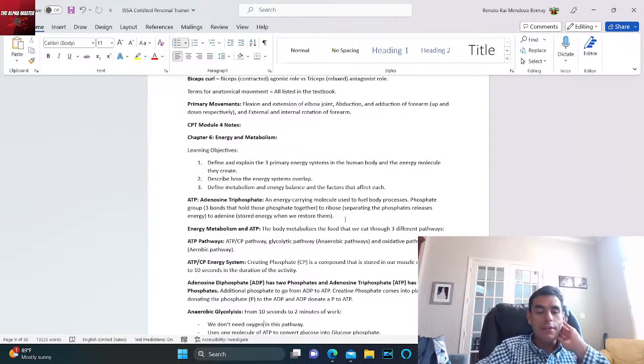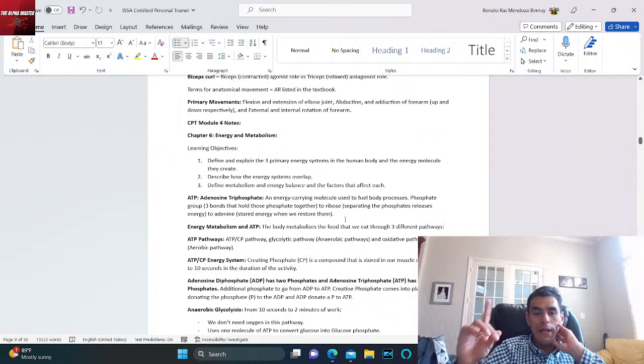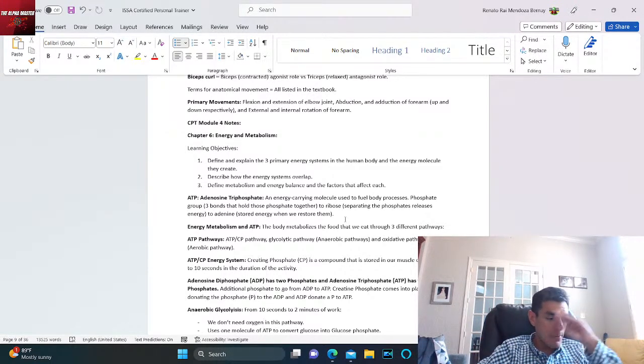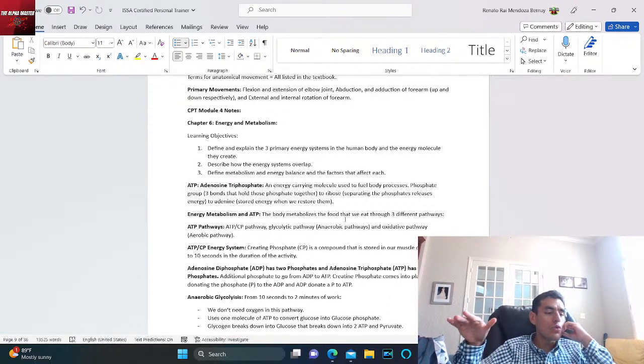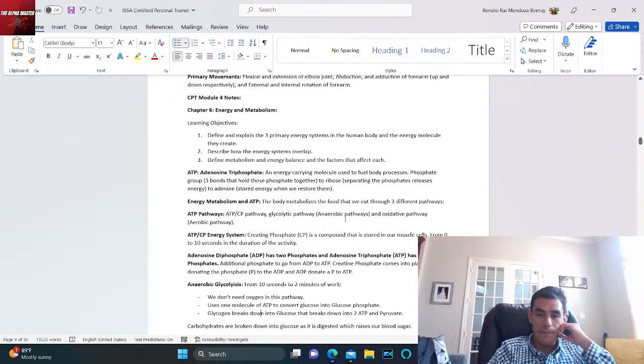The anaerobic glycolysis doesn't use oxygen. It uses one molecule of ATP to convert glucose into glucose phosphate. And glycogen breaks down into glucose, that breaks down into 2 molecules of ATP and a pyruvate molecule.